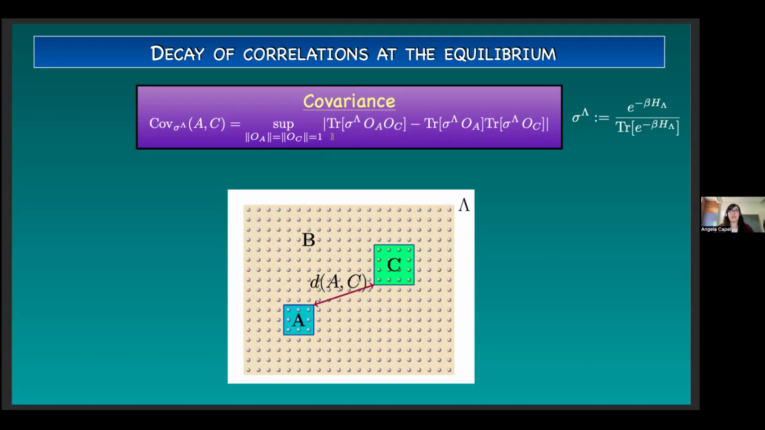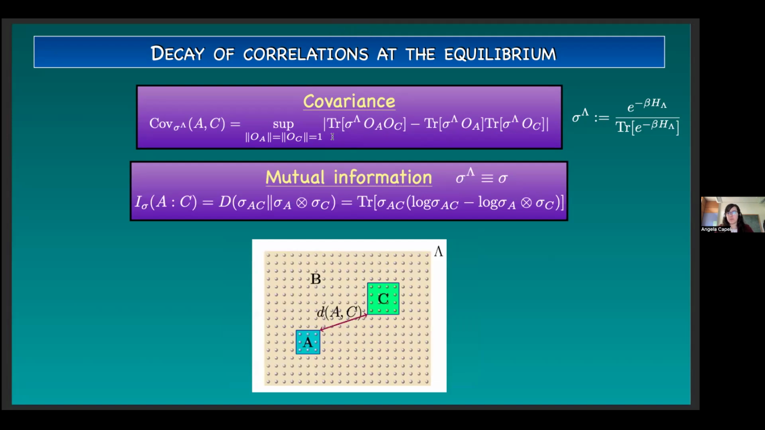However, if you come more from the quantum information community, the canonical quantity to study correlations on, well, not on Gibbs states, but on states in general, is the mutual information. The mutual information is just the relative entropy between the marginal of the state supported in AC and the tensor product of the marginals in A and C. So it's just this quantity here.